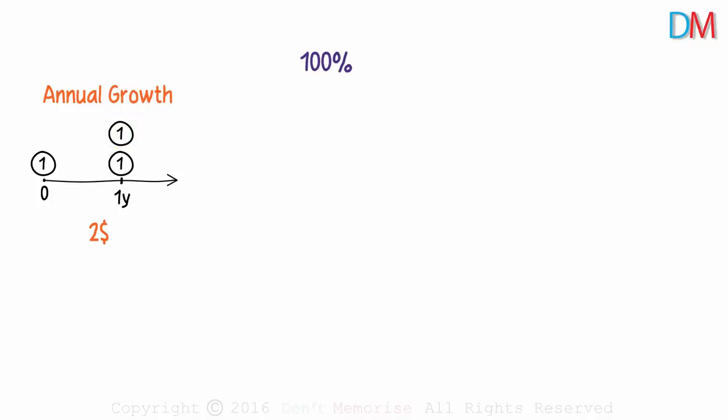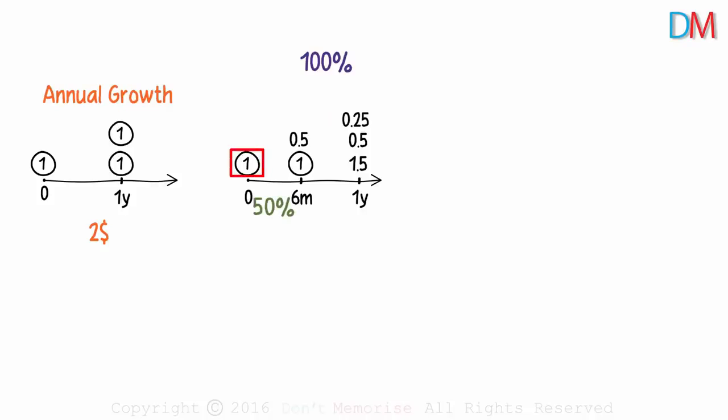To make it slightly better, let's divide the year into 2 equal parts, 6 months and 6 months. Splitting that 100%, the growth would be 50% in the first half and 50% in the second. It would look like this. Our initial dollar earned 50% interest in the first half to give 50 cents more. Now what happens in the second half? $1.50 remains as is. The growth is 50%.